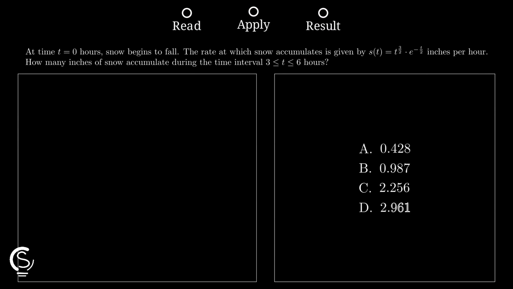First, we identify that the rate of snow falling is given by a specific function. To find the total amount of snow, we must calculate the definite integral of that rate.